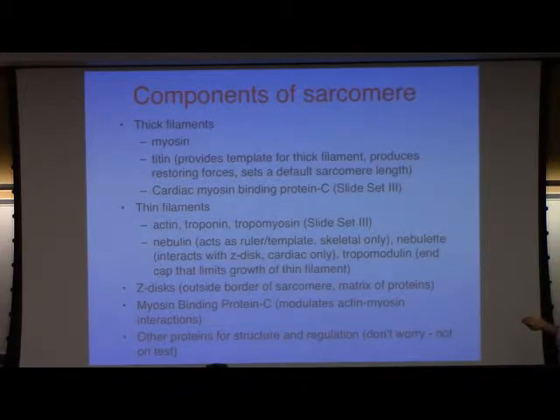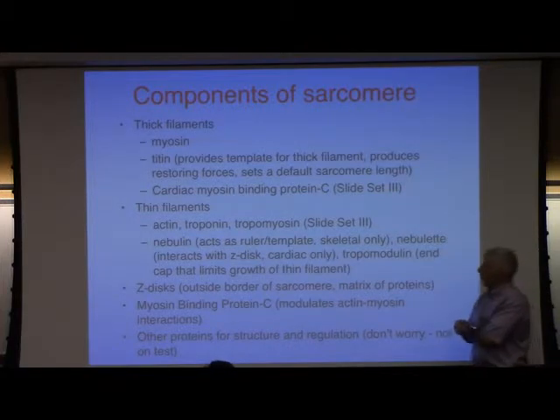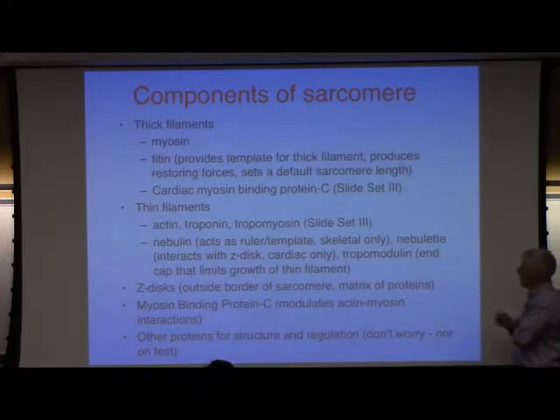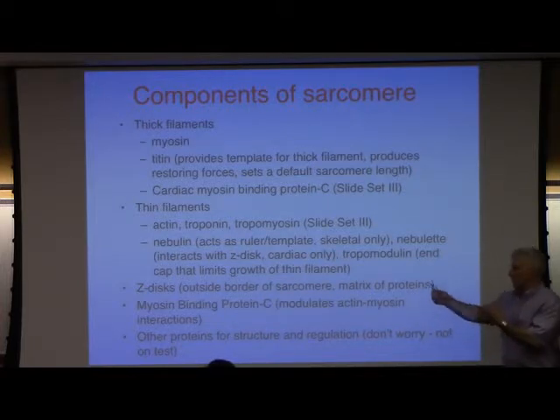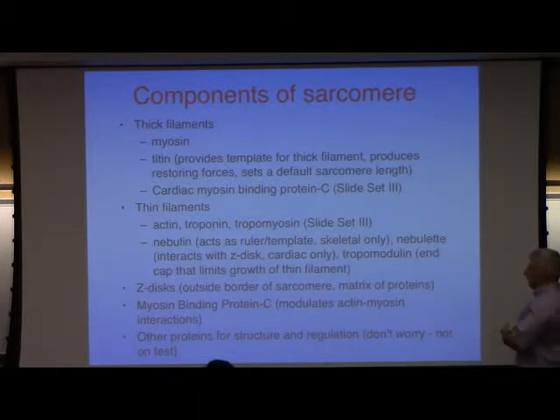myosin binding protein C, which will show up later. You don't have to know about that now. So you have to know actin, troponin, and tropomyosin show up later. You have to know nebulin. That's this one that acts like a ruler template. It's skeletal only. In cardiac, there's something called nebulette. There's tropomodulin, which is this end cap that sort of limits how far the thin filament can grow. And then the Z-disc or the Z-line. And then again, this is later.